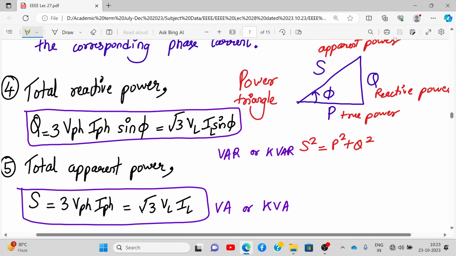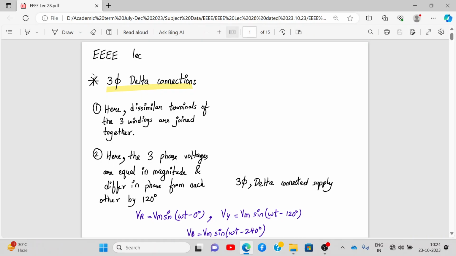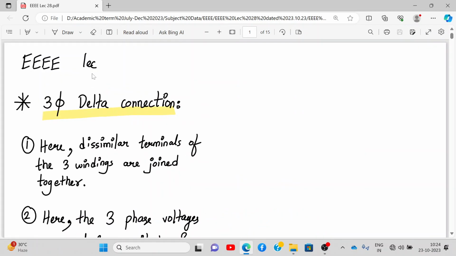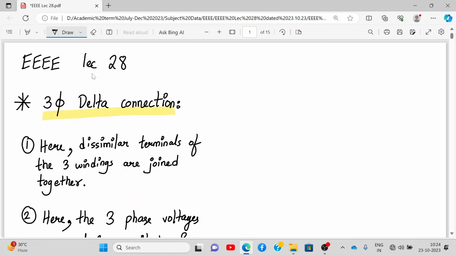All right. So this was the pending topic from lecture number 27. Now let's start with lecture number 28. And now we will start to talk about 3-phase delta connection. So please write down 3-phase delta connection. So how does the 3-phase delta supply look? Anyone? Like a delta supply, right?